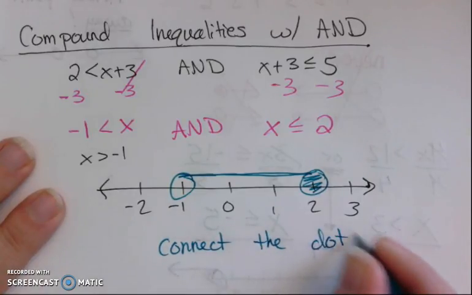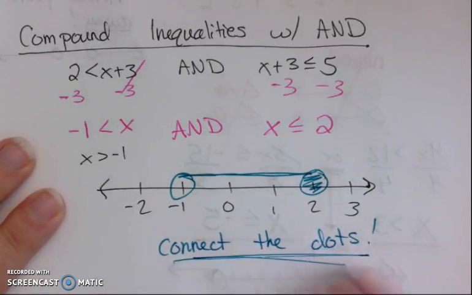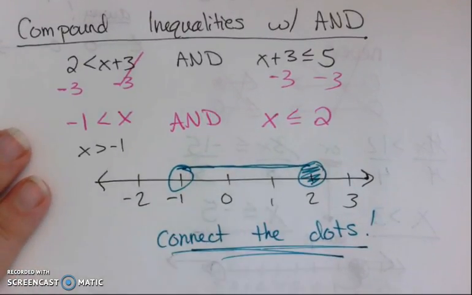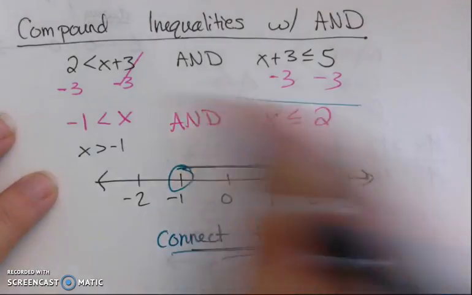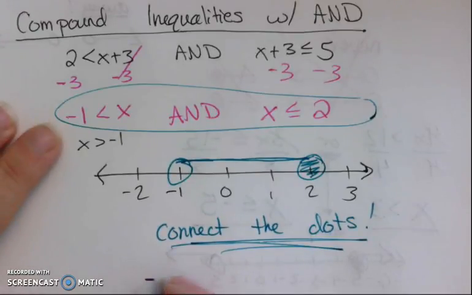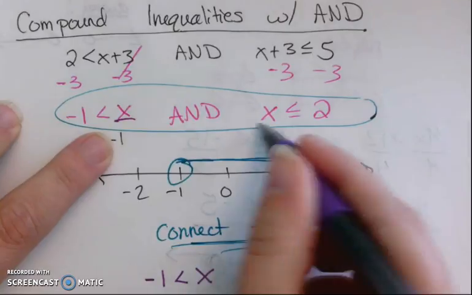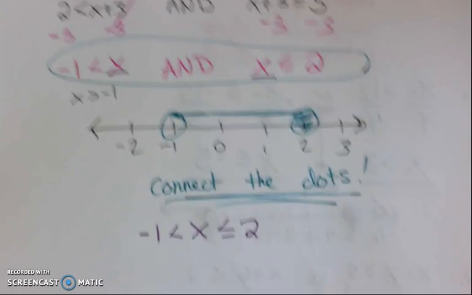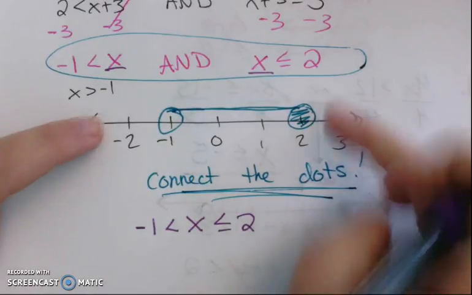So you graph the two numbers and you connect the dots. And inequalities are always going to connect in the middle. And this is pretty cool. Watch this. I can combine this into one inequality. I can do the -1 is less than x, and I use that same x as this one, which is also less than or equal to 2. Check that out. This graph shows this inequality.